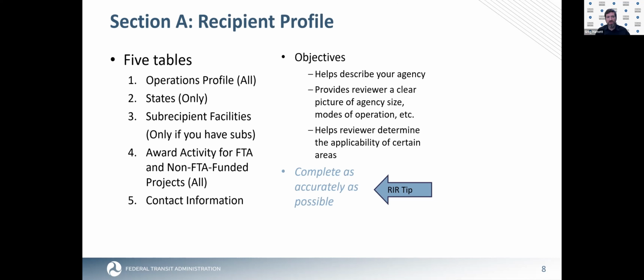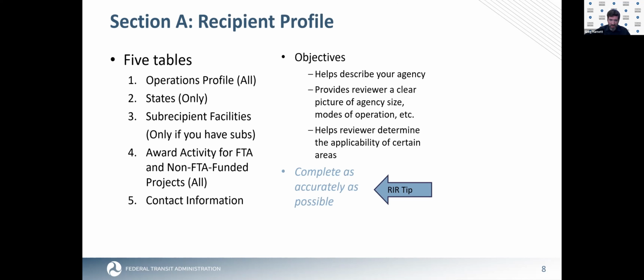But the 5 tables are an operations profile. Again, we'll skip states. Sub-recipient facilities, I'll talk about why that's important. We also ask for award activity for both FTA and non-FTA funded projects. And then the final table is just contact information. So we'll have a slide for each one of those tables coming right up.